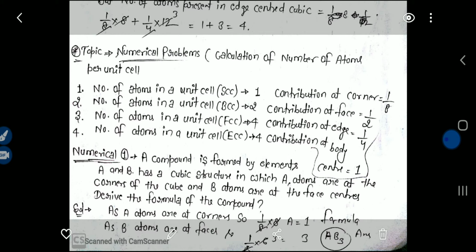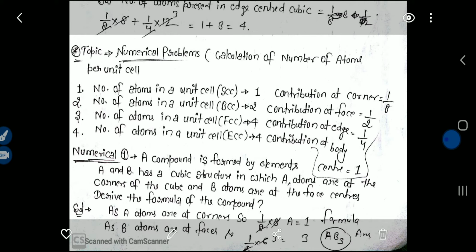Now we will start with numericals. First numerical: a compound is formed by elements A and B, has a cubic structure in which A atoms are at the corners of the cube and B atoms are at the face centers. Derive the formula of the compound. Very easy numerical. As A atoms are at corners, the distribution, you know, is 1 by 8 into 8, total number of particles at the corners is 8, so the contribution of A is equal to 1.